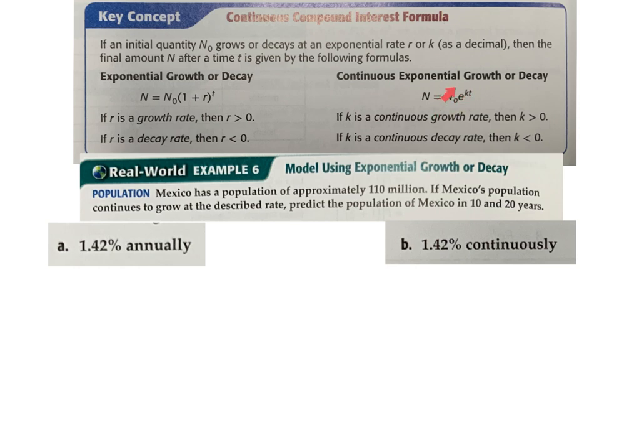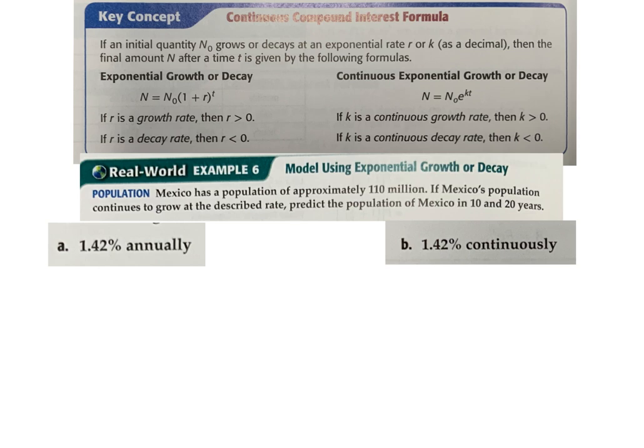This one should look familiar as well. While it's not PE to the RT, it's your initial condition E to the RT, which is all what the P stood for. So you don't really have to memorize a second formula for growth and decay. You just have to pay attention to what they're talking about as far as it goes. Mexico has a population of approximately 110 million. If the population continues to grow at the described rate, predict the population of Mexico in 10 and in 20 years. So for this one, we are simply going to plug it in.